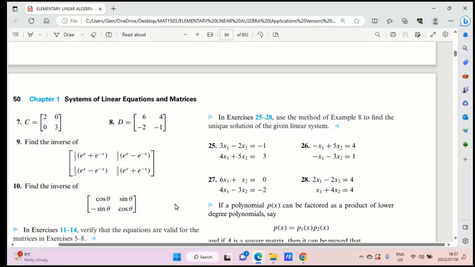Negative half, open bracket, e to the power x, negative e to the power negative x. Yes. Thank you. On the second row, first entry is negative half, open bracket, e to the power of x minus e to the power of negative x. Okay. Next entry. Second entry is half, open bracket, e to the power of x plus e to the power of negative x. My determinant is 1.